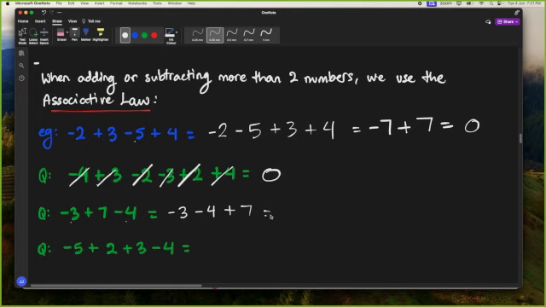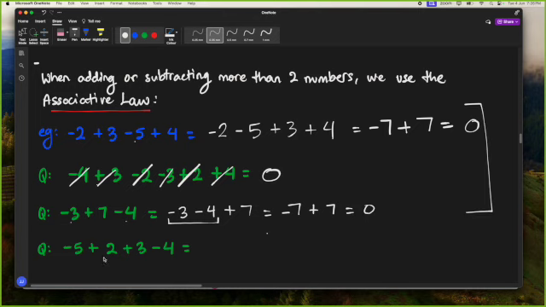Minus 3 minus 4. You can see the signs are the same, so you would add them and keep the sign. So you have minus 7 and then you have plus 7. Well, minus 7 plus 7 is 0.